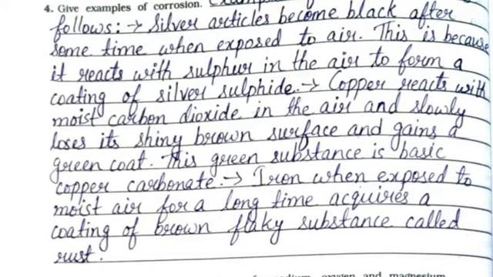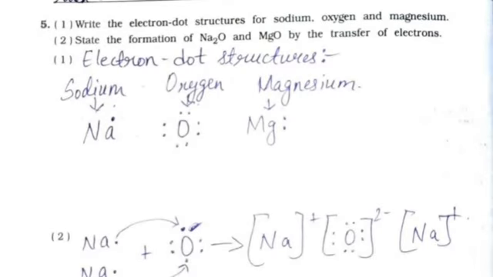Iron, when exposed to moist air for a long time, acquires a coating of a brown flaky substance called rust. Fifth one, write the electron dot structures for sodium, oxygen and magnesium. So electron dot structures are already given. You can see from the book and complete it. And the second one is, state the formation of Na2O and MgO by the transfer of electrons. That too, with the diagram, I have written in the workbook. So you can see from the video and complete it in your workbook.